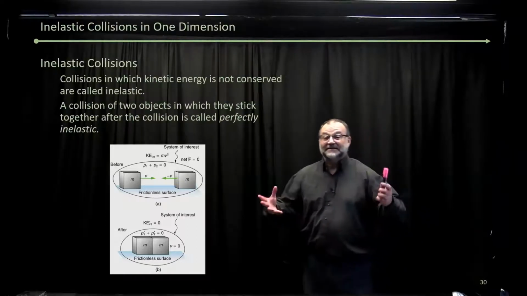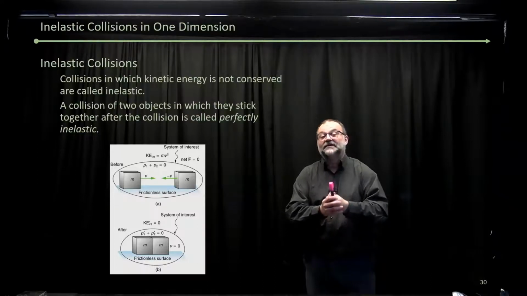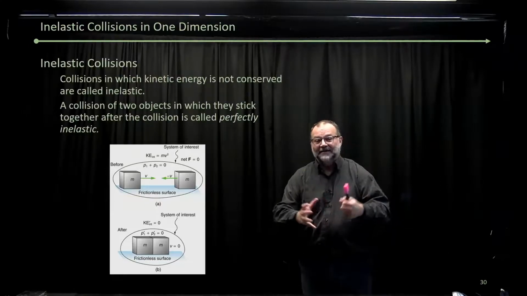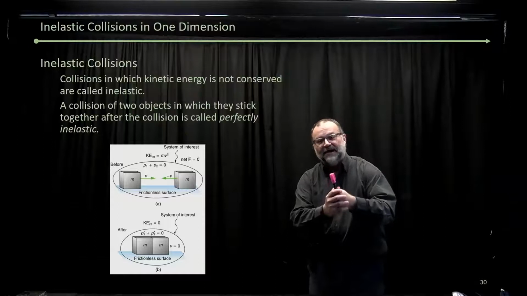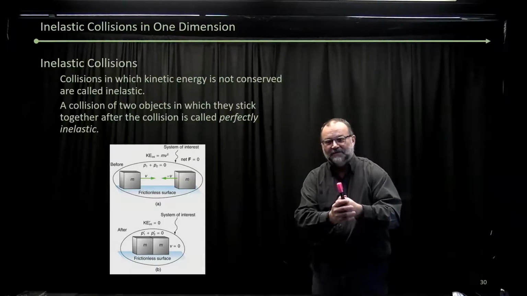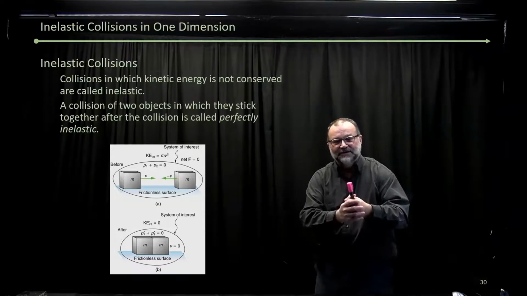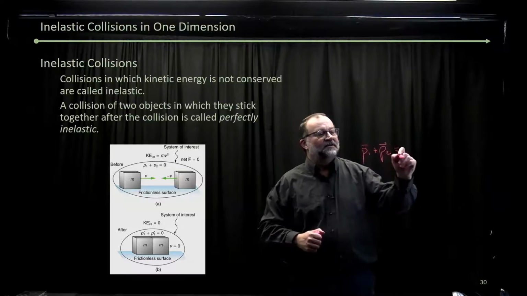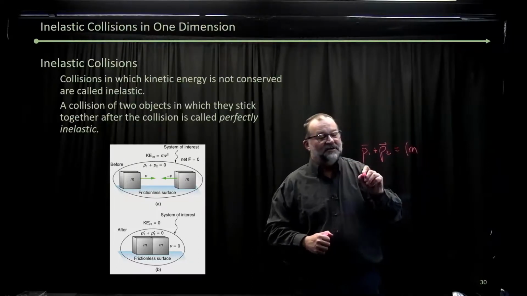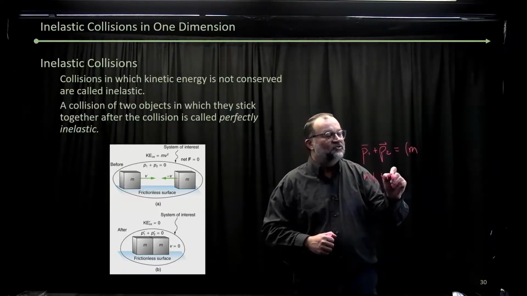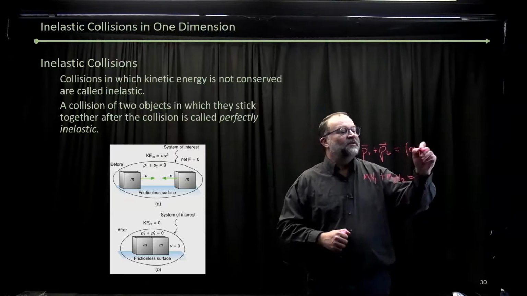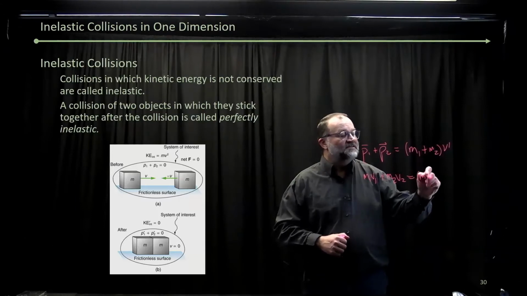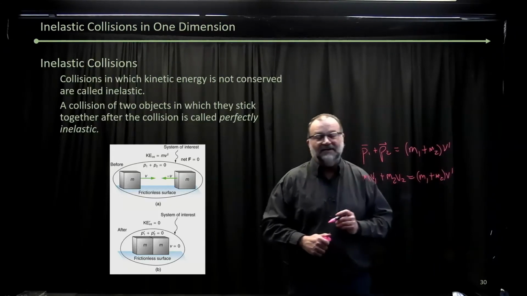If the two objects actually stick together, it's perfectly inelastic, i.e. there was no bounce at all. Right? And after the fact, the two objects are stuck together, they have one velocity, and so in a perfectly inelastic collision, you've got P1 plus P2, and this is going to be m1 v1 plus m2 v2 is (m1 plus m2) v prime, because they are going the same velocity after the fact because they're stuck together.